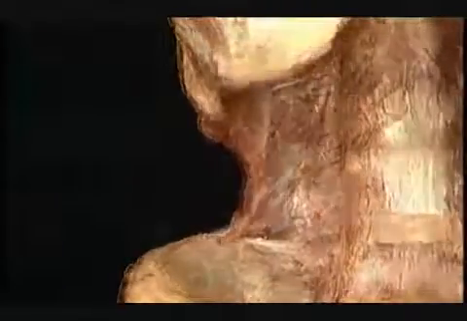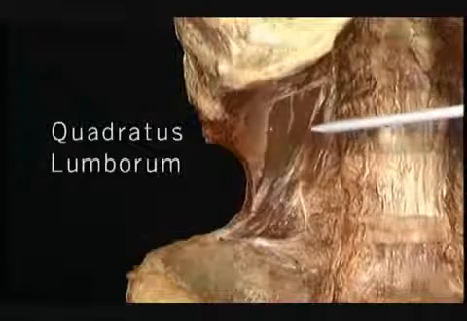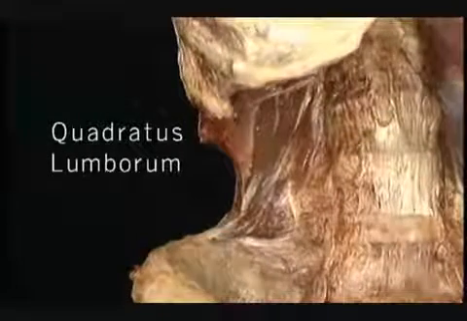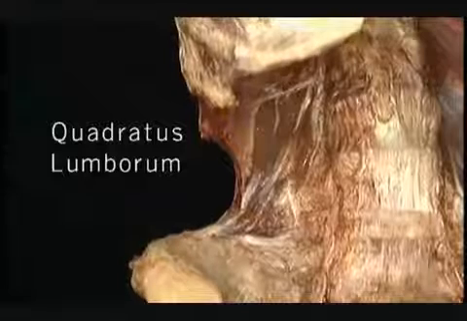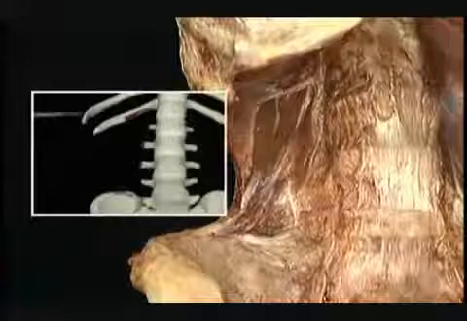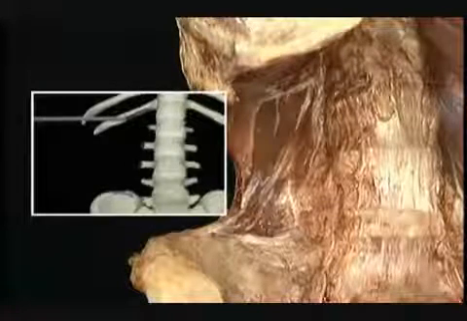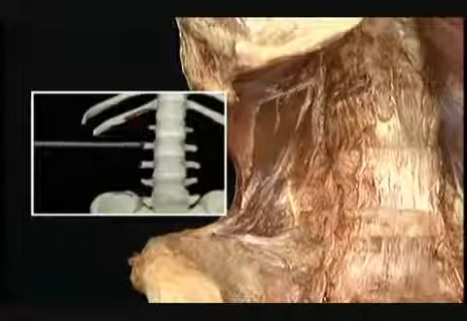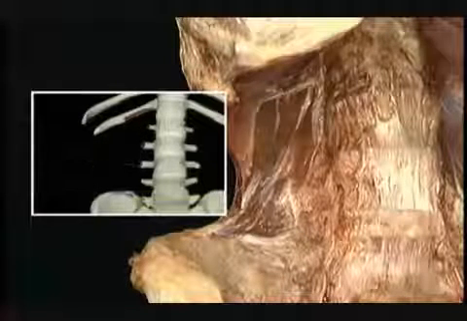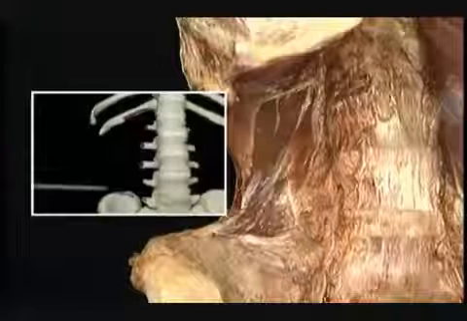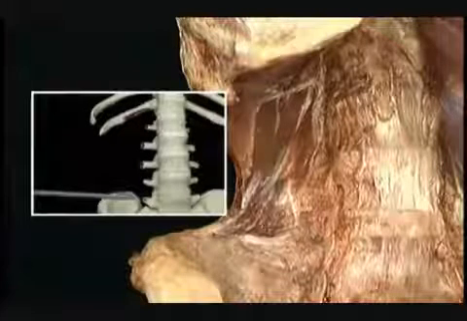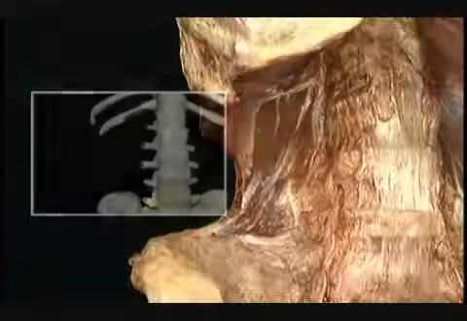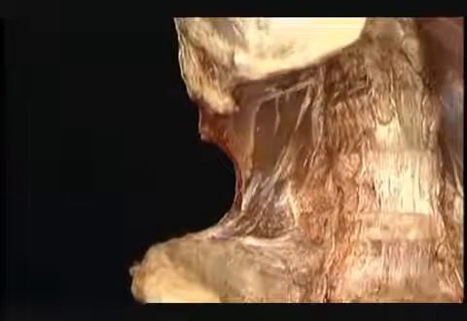Next, we'll add quadratus lumborum to the picture. Here's quadratus lumborum. It lies in front of the erector spinae muscles and their investing fascia. Quadratus lumborum arises from the 12th rib and the transverse processes of the upper three lumbar vertebrae. It's inserted on the most medial part of the iliac crest and the transverse process of L5. Quadratus lumborum assists in producing lateral flexion of the lumbar spine.